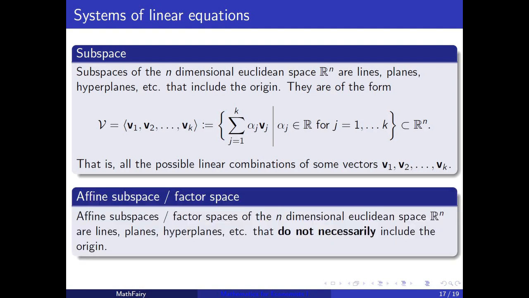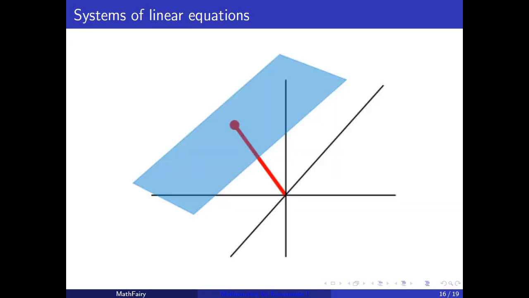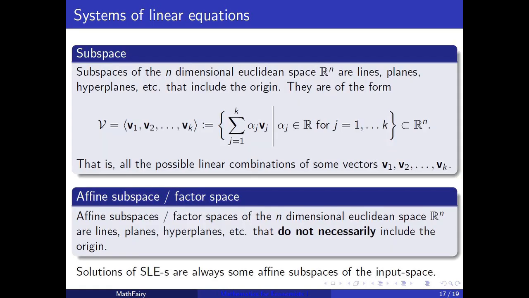And the other concept is an affine subspace or vector space, which is just a shifted version of this subspace. So this does not necessarily include the origin, this one from before. And solutions of systems of linear equations are always some affine subspaces of the input space. Of course, if solutions exist.